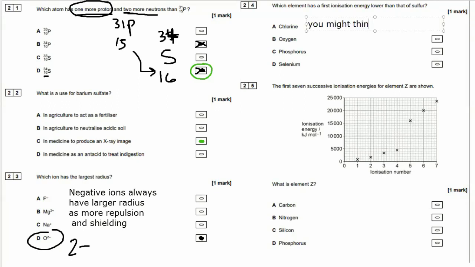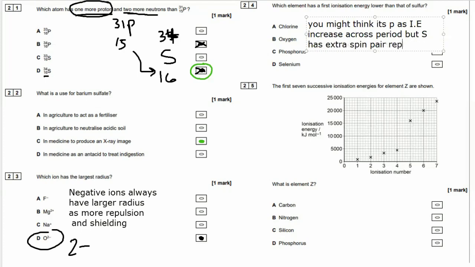Which element has a first ionization energy lower than that of sulfur? So basically, you've got sulfur, which is in, what's that in? Group 6. Okay. As you go across the period, we might think that phosphorus comes just before sulfur. Phosphorus is in group 5, sulfur in group 6. We might think that phosphorus has a lower ionization energy. However, sulfur's got that extra spin pair repulsion that lowers its ionization energy. It's got that extra electron in the orbital. So it suffers from spin pair repulsion, sulfur does. So the answer is not phosphorus.